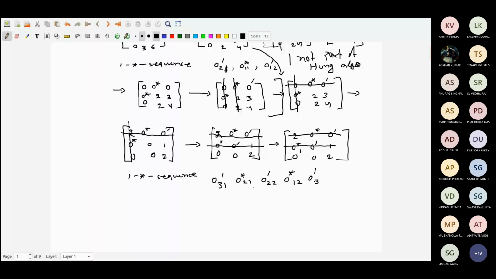So then you get the matrix 2 0 0 0 0 1 0 0 2, and then the 0 prime 3 1 will become a star, 0 prime 2 2 will become a star, and 0 prime 1 3 will become a star, and whatever extra stars you had earlier, you will keep. Only these two stars, that is 0 2 1 and 0 1 2, will become normal 0. If you have some outside stars, they will remain.